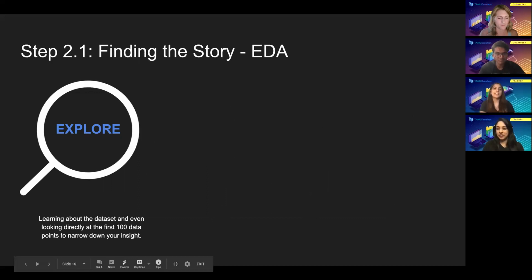Awesome. So after you've finished your first step of actually scoping out your project, the next step is to find what your story is. And the beginning of this is your exploratory data analysis. Really learning about the data set and getting to know it is super important. This can be as granular as actually looking at the first 100 pieces of data in your data set and looking at examples of what they're like, and making sure you really understand every single column in the data set and how it comes to be.